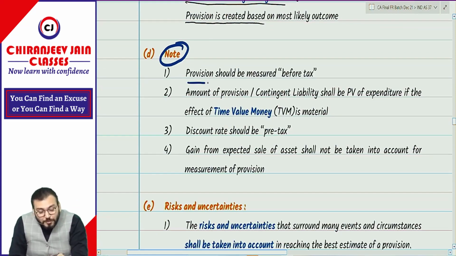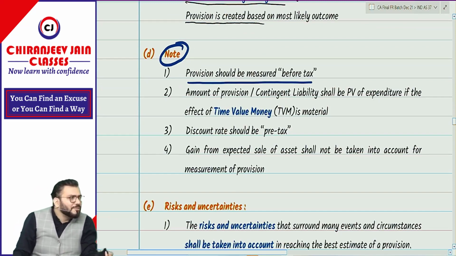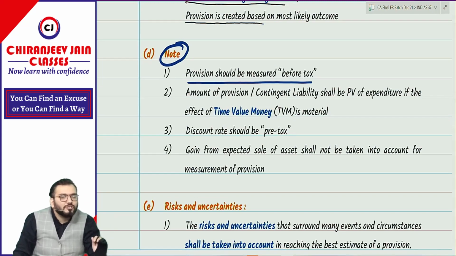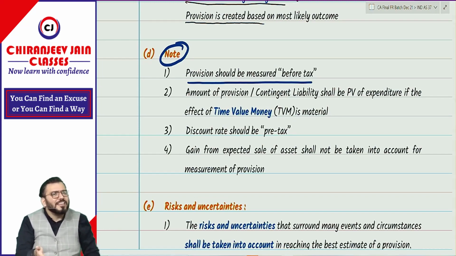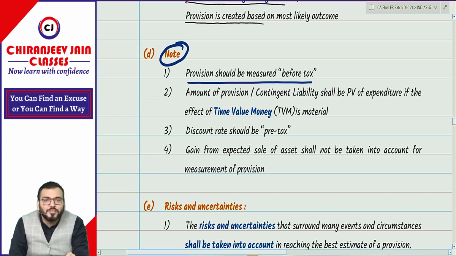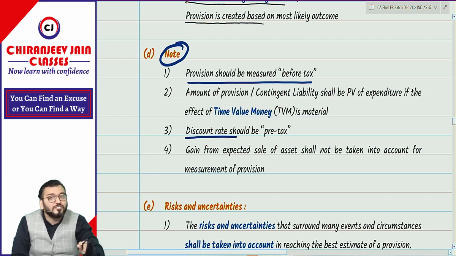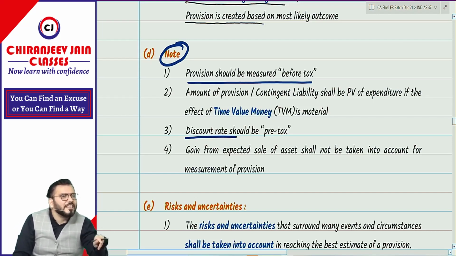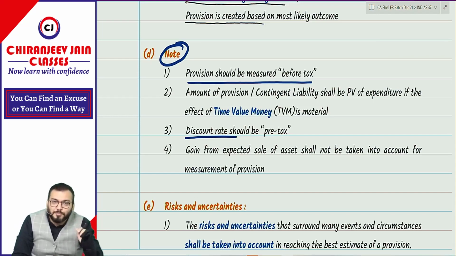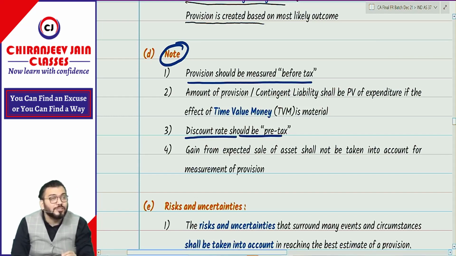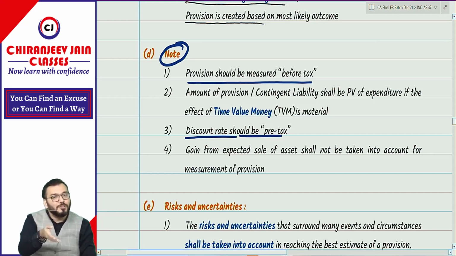Now, provision should be measured before tax. Of course, can I say provision is a charge against profit before tax or after tax? So, should we take the amount net of tax? No. This is only a clarification given; even though not given, we'll never do net of tax. Understood now? The provision should be measured before tax, not after tax. Similarly, discount rate should be pre-tax or post-tax? Pre-tax. Why? Because provision is charged against profit before tax. These are only two clarifications given; even though not given, we'll do it only.